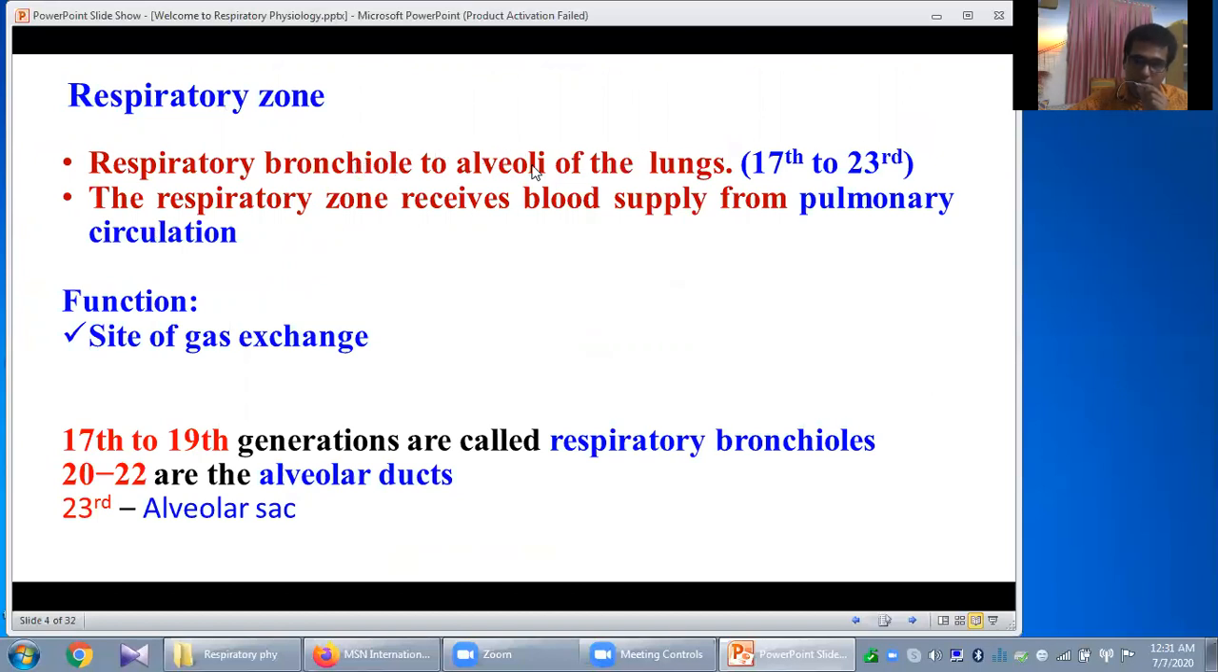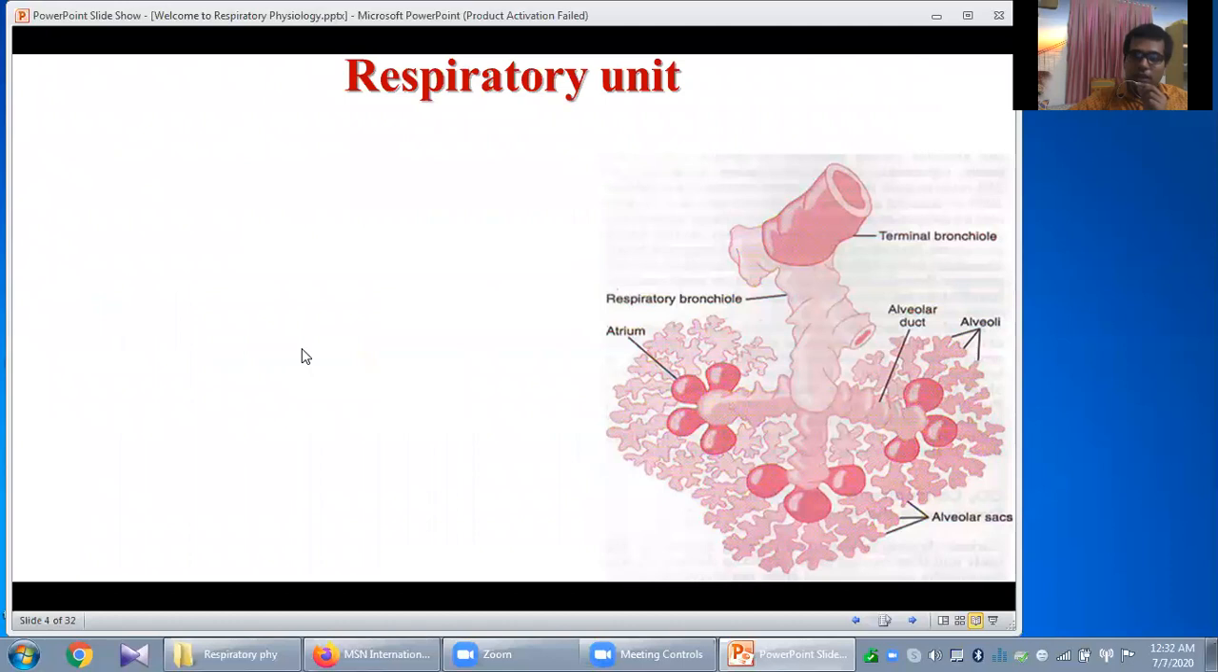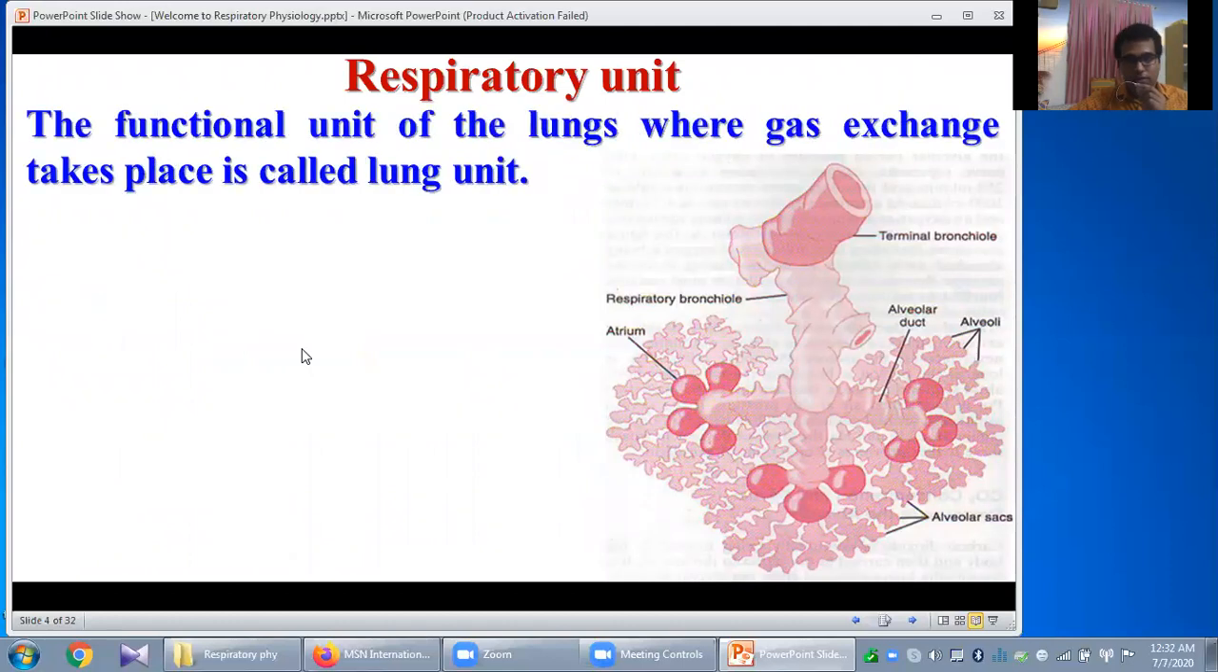Now the respiratory zone, that is the functional zone where the gaseous exchange takes place, extends from the respiratory bronchiole to the alveoli of the lung, that is 17th to 23rd generations. And this zone receives blood supply from the pulmonary circulation, and its function I have already told you. This is the site of gaseous exchange. Now what is the respiratory unit? So again, I have already explained it.